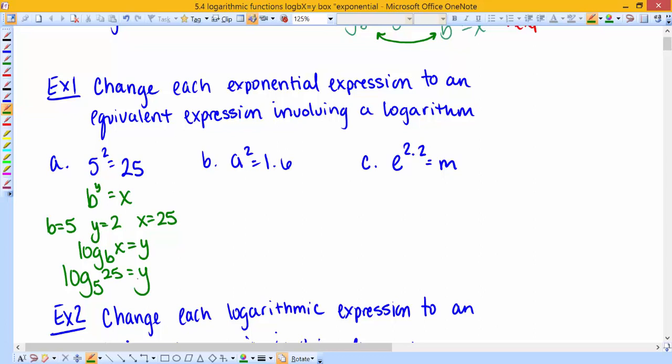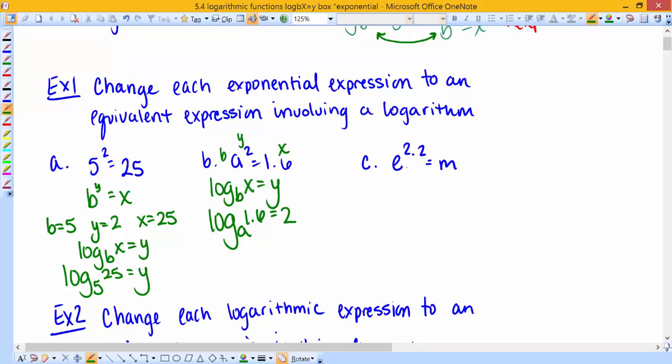I'm not going to go over that method for every single one of these. I'm just going to identify my variables. B, y, x. So log base b of x equals y, and this is something we're going to make sure we have memorized. B is a, x is 1.6, and y is 2.